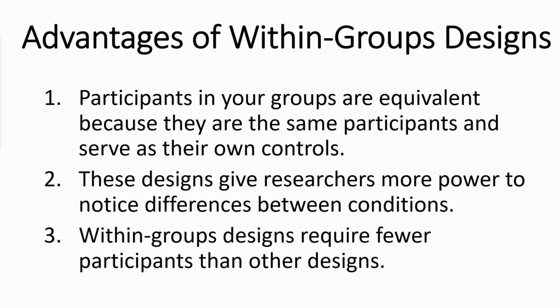So maybe if we were looking at that pasta study, maybe some people are gluten intolerant and aren't going to eat a lot of pasta. Maybe some people love pasta and are going to eat a lot no matter what group they're in. And by having those individual differences and having that variability, that reduces our power, that reduces the strength of the statistics that we can run.